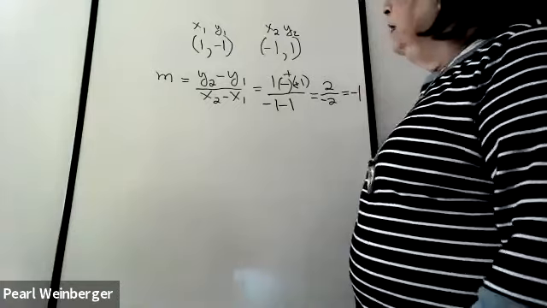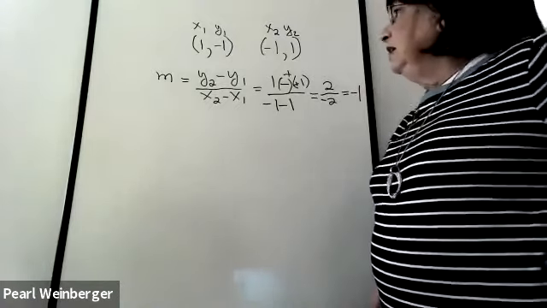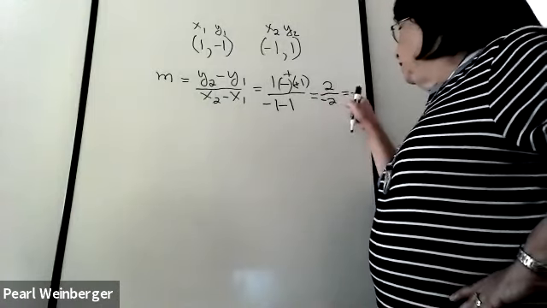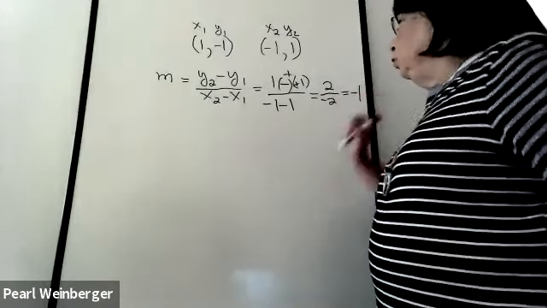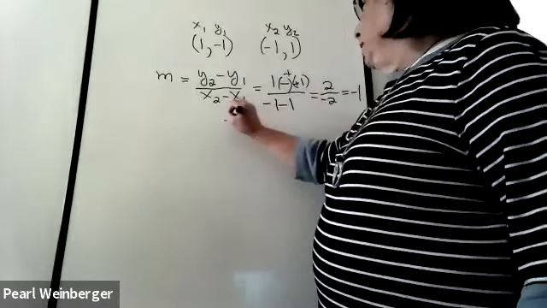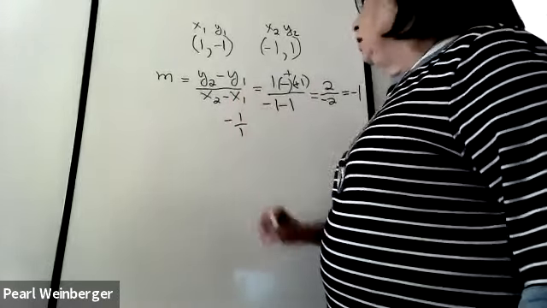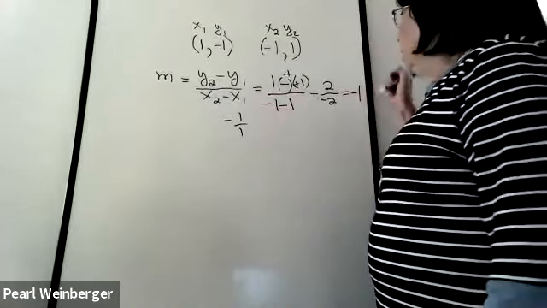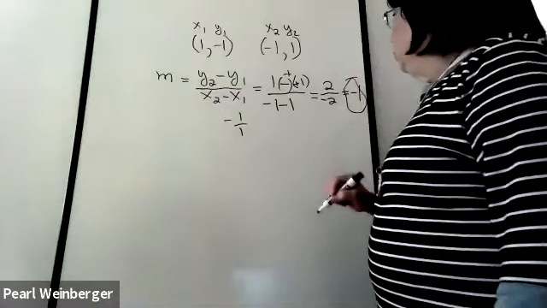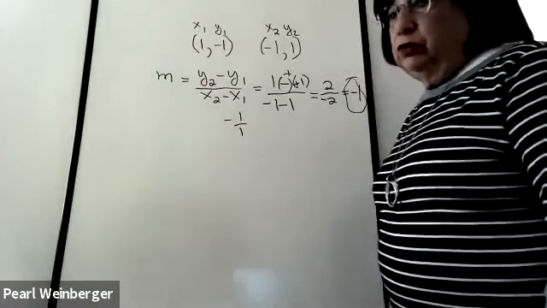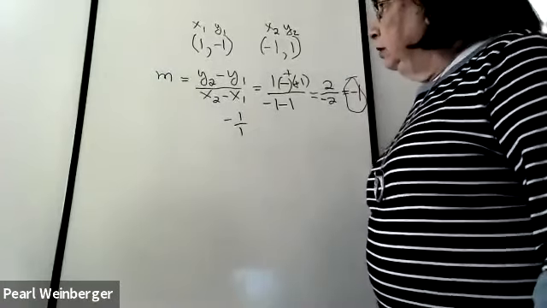My slope of this line is negative 1, because a positive divided by a negative is negative, and 2 divided by 2 is 1. Again, you could have just left it negative 1 over 1 if you want to write it as a fraction, rise over run. But usually, when we just write what is the slope, if it's a whole number, we just write it without its denominator.